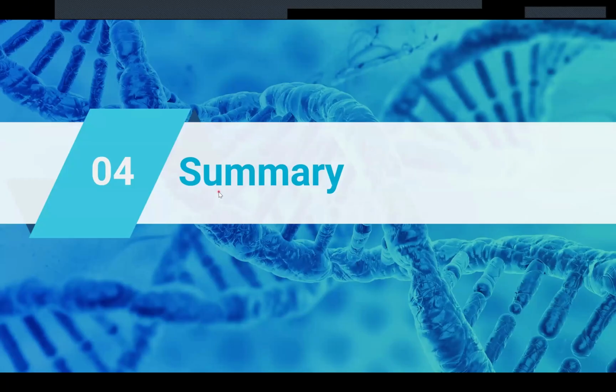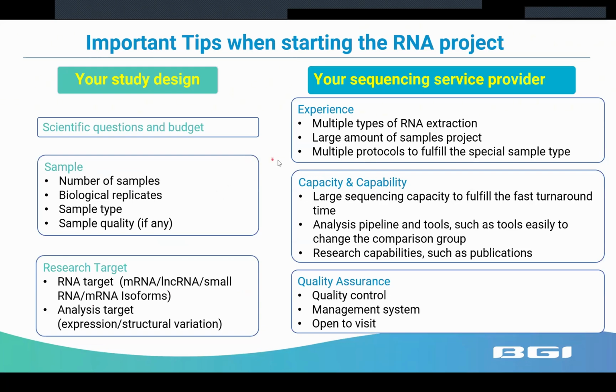So for summary, when starting the RNA project, important tips are listed below. For your study design, we shall consider the scientific questions and your budget, and also the number of samples, how many biological replicates you should have, your sample type and sample quality, your RNA target and your analysis target. Based on your study design, when you talk to a scientific service provider, I recommend you consider the checklist below.